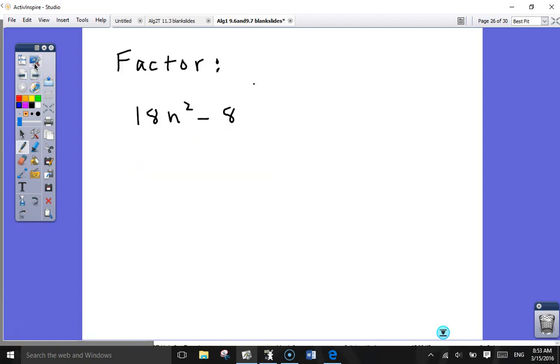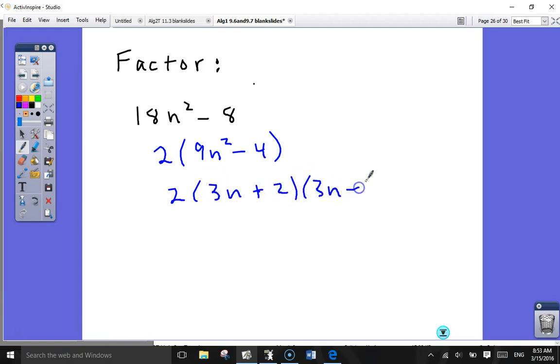Okay. And I'm just going to show us, what's the greatest common factor between those two? 2. So notice if I factor out a 2, now I've got a difference of squares. Right? That is 2 times 3n plus 2 times 3n minus 2. Right? You don't recognize it when it's got 18 and 8 because neither one is a perfect square. But when you take out a 2, you do.